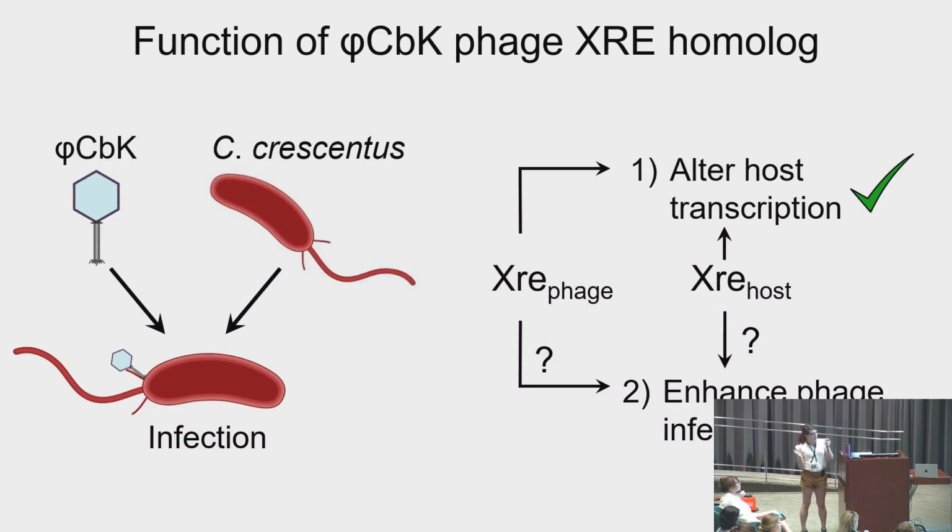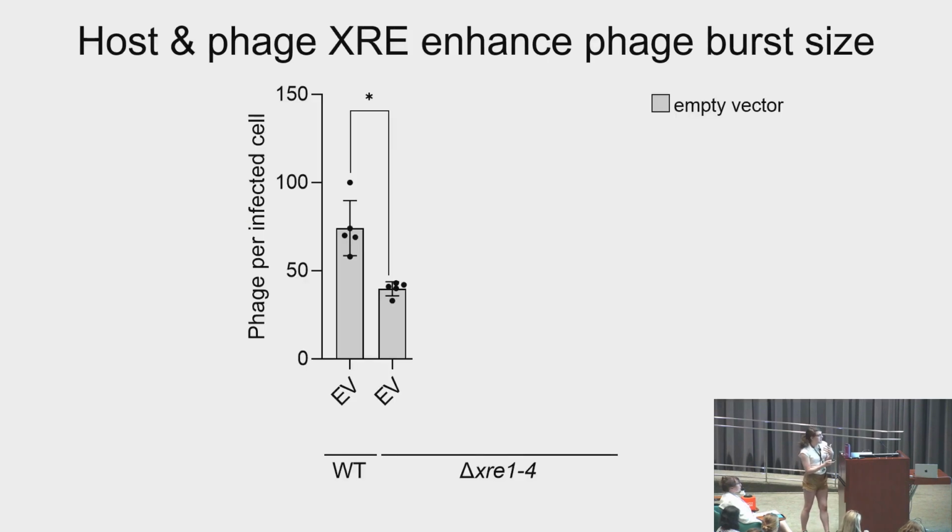And so obviously here we could tell that it was indeed affecting host transcriptional profiles, but of course this led to the second question: what benefit does this have for the phage? And to do this, I decided to look at whether or not it could enhance the phage infection, simply by asking how many phage were produced when you either didn't have these proteins or you did.